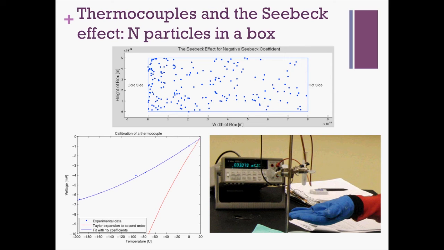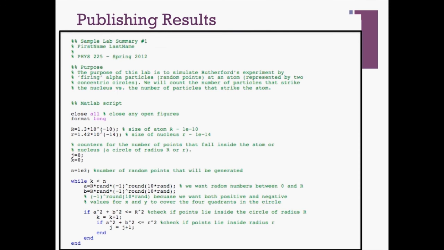n particles in the box to see that indeed more particles would go to the hot side, or excuse me, to the cold side rather than the hot side for a material that has a negative Seebeck coefficient, and then the opposite for a material that has a positive Seebeck coefficient. So what our students do after each of these laboratories is publish their results using MATLAB.